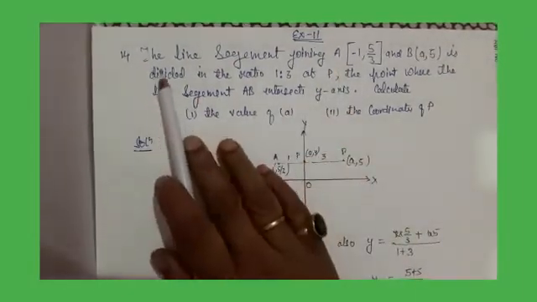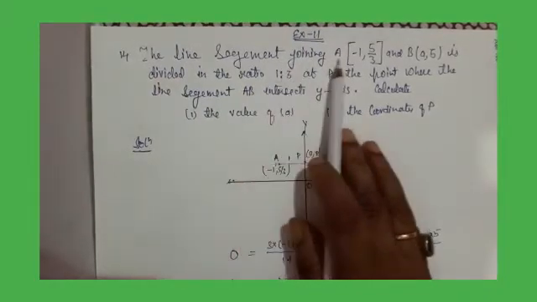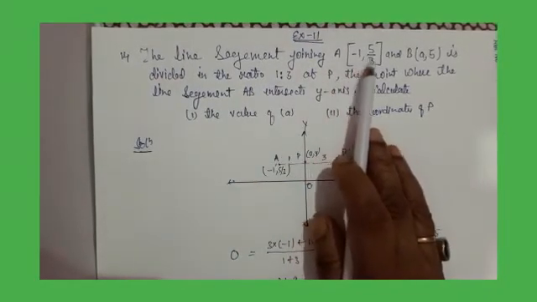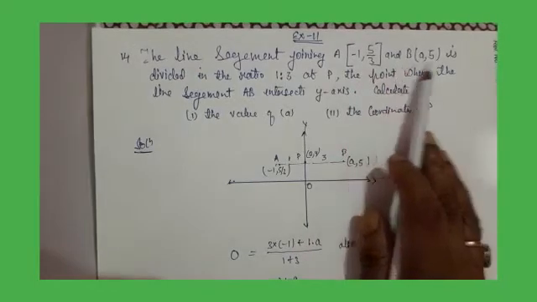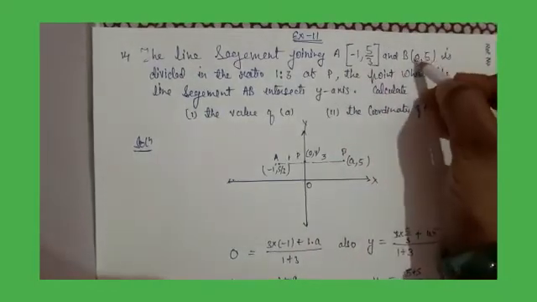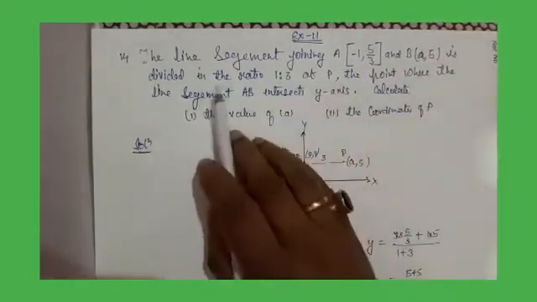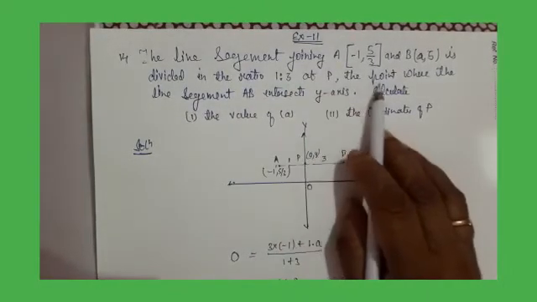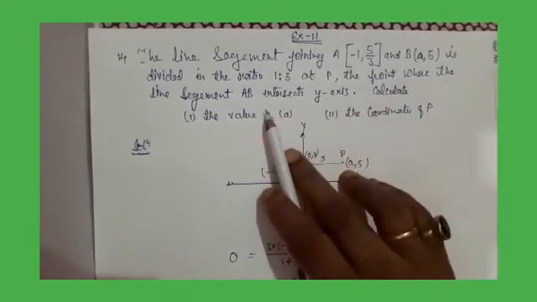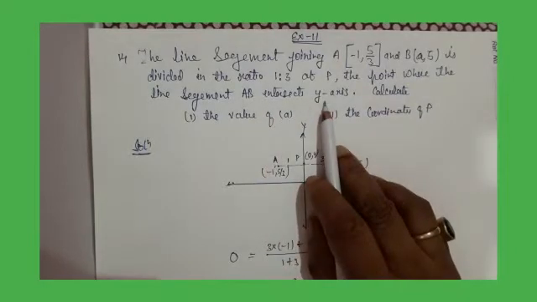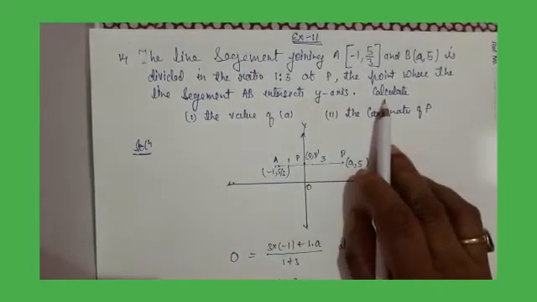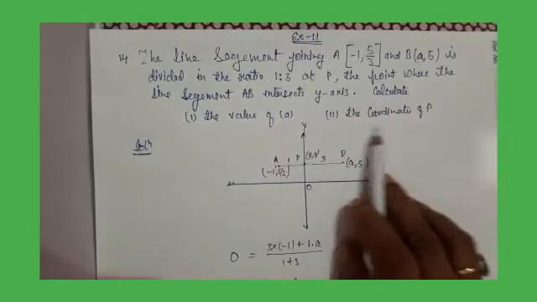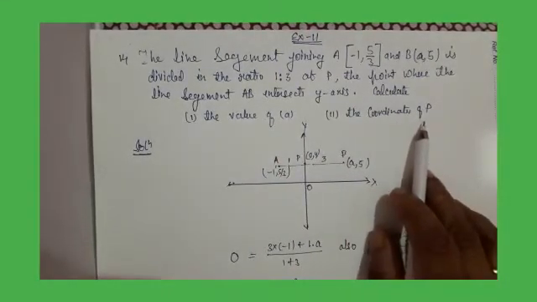Here, question number 14. The line segment joining point A (-1, 5/3) and B (a, 5) is divided in the ratio 1:3 at P, the point where the line segment AB intersects the y-axis. Now we have to calculate the value of a and the coordinates of P.